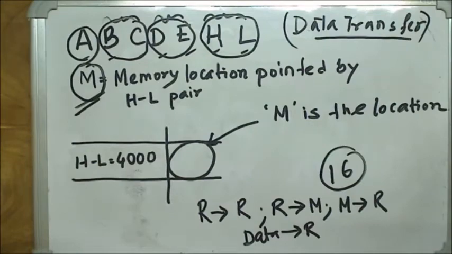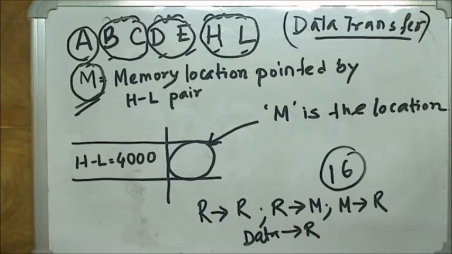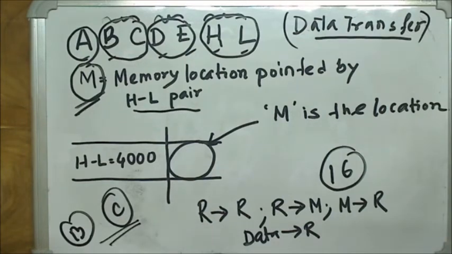What is M? M is a memory location pointed by the HL pair. Remember, M is not a register. M is a memory location. It can be any memory location whose address is pointed by the HL pair. So if you are putting something in register B, where will the data go? It will go to register B. If you are putting something in register C, the data will go in register C only. But if you are putting something in M, the data will go to a memory location which is pointed out by the HL pair.